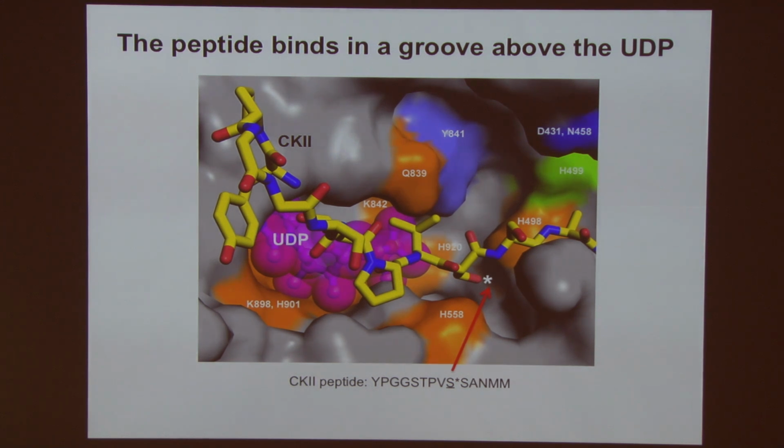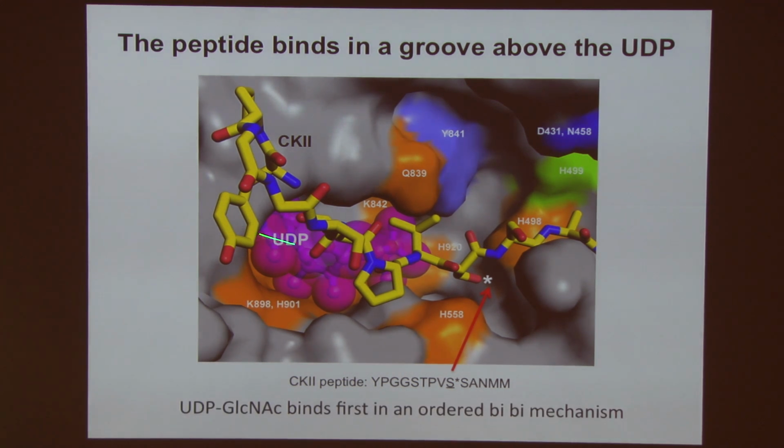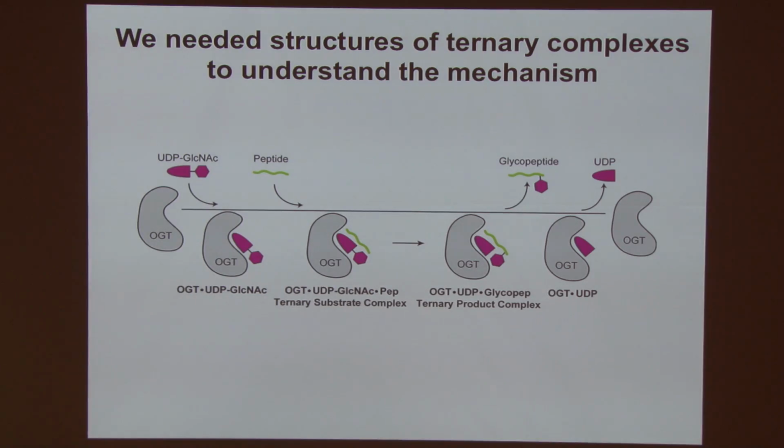And when we got this structure, it was pretty apparent that the sugar had to bind first, because you can't access the active site if the peptide is already bound, but also the sugar helps create the binding site for the peptide. And so it had been proposed to have a different mechanism, and so we did some kinetic studies and showed that it actually binds in an obligatory order where UDP-GlcNAc comes first, and then the peptide comes on, and then there's a reaction.